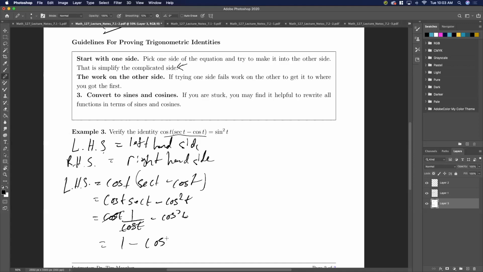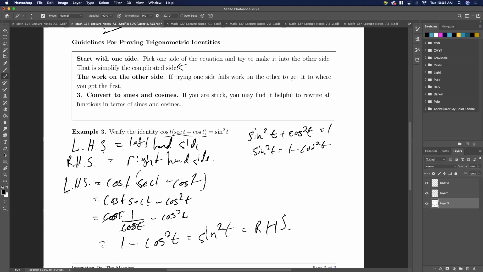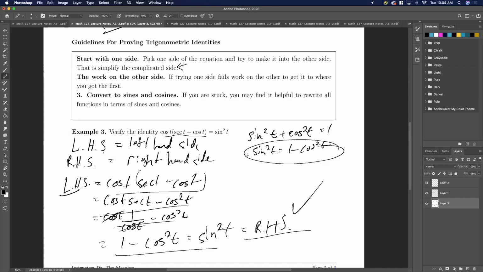But let's look at the Pythagorean theorem real quick. So here, I'll write it in terms of t. Sine squared t plus cosine squared t is equal to 1. Or I could write sine squared t is equal to 1 minus cosine squared t, just by subtracting the cosine squared. So here, I can say all this is equal to sine squared t, which is equal to the right-hand side. And I'm done. So I have left-hand side, math, math, math, math, right-hand side, right? And it equals the right-hand side. So there, we verified the identity. And we just use this right here. Just mess with this a little bit, put it in here.